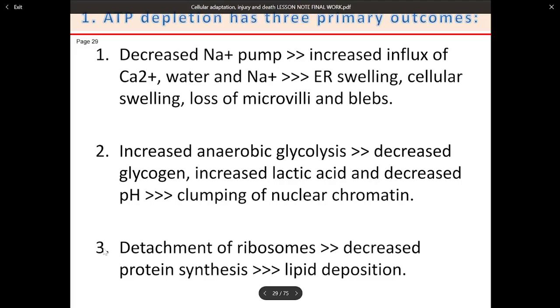Now, the third outcome of ATP depletion is detachment of ribosome. When there's detachment of ribosome, it will result in decrease in protein synthesis. We all know that ribosome is involved in protein synthesis, ultimately leading to lipid deposition within the cell.